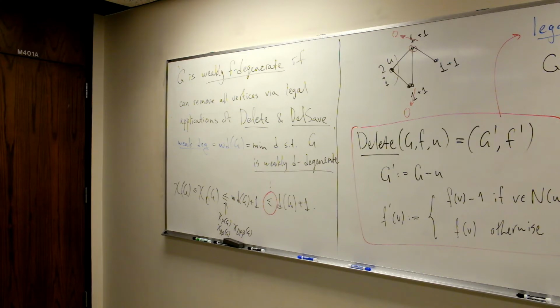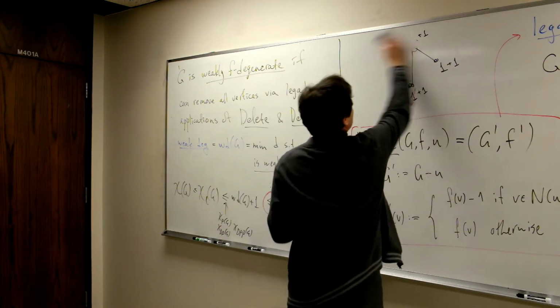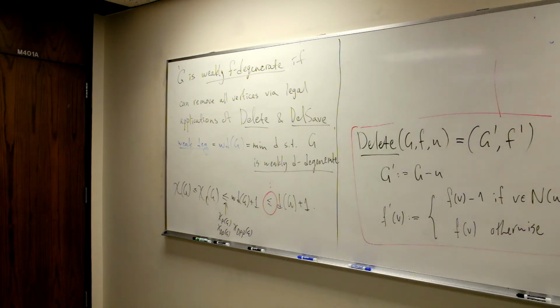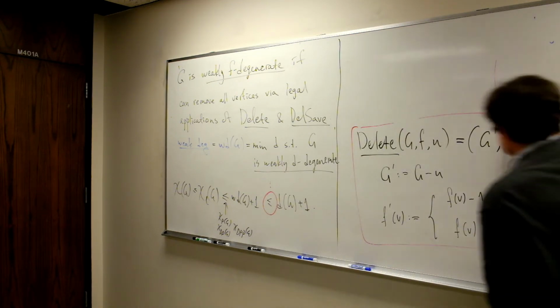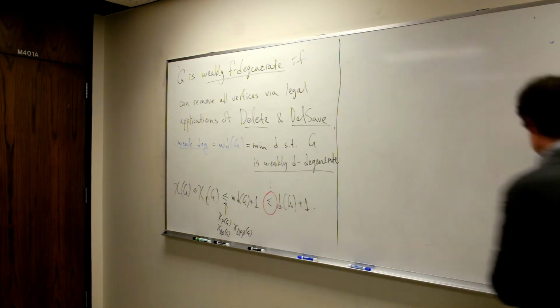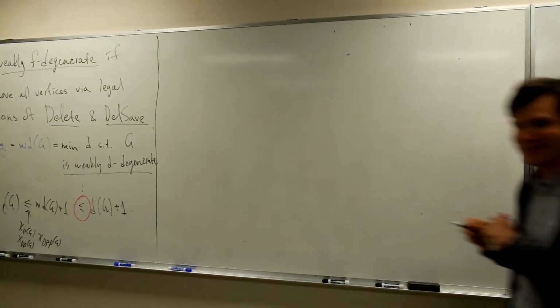Okay, are there any questions? Maybe just to make sure that we're on the same page, let's look at a simple example. It's going to be an audience participation sort of thing. So let me try to draw an example of a three regular graph that is not a complete graph on four vertices.